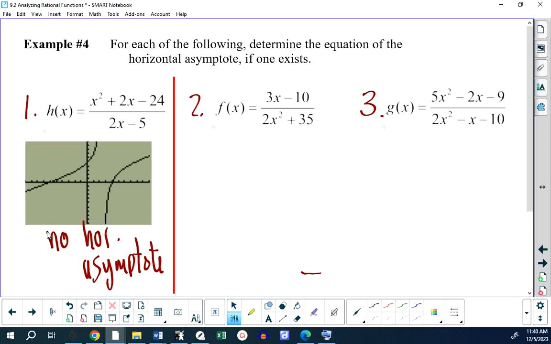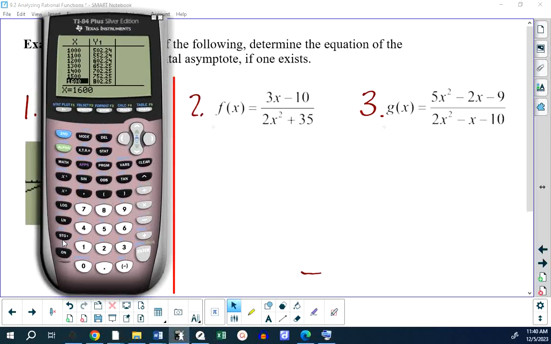What about the next one? So we have 3x minus 10 divided by 2x squared in brackets plus 35. Well, I'll go zoom 6 again.